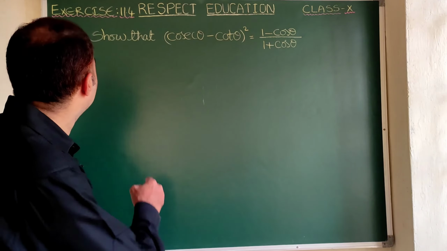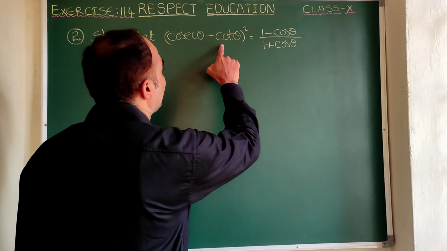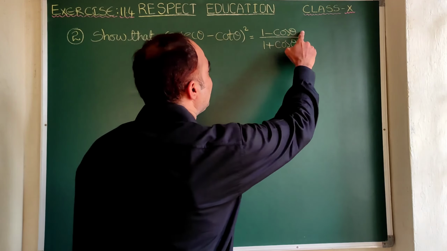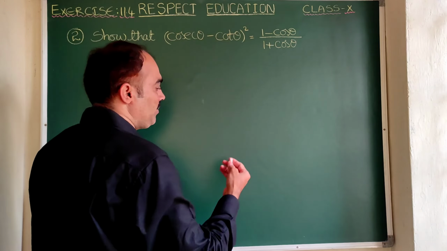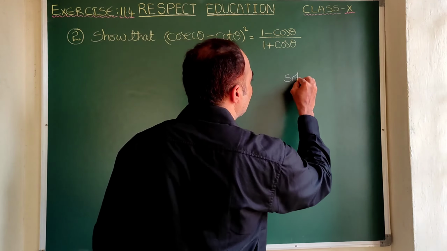Is it right? Yes, sir. Now we see question number 2. Show that cosecant theta minus cot theta whole square is equal to 1 minus cos theta by 1 plus cos theta. So let us start solving this problem.